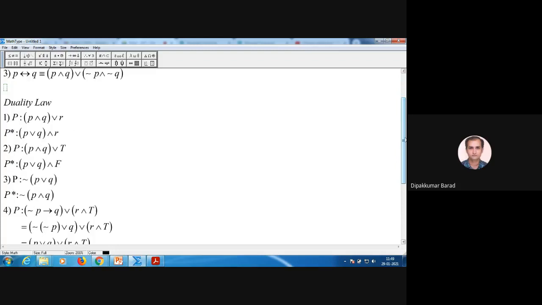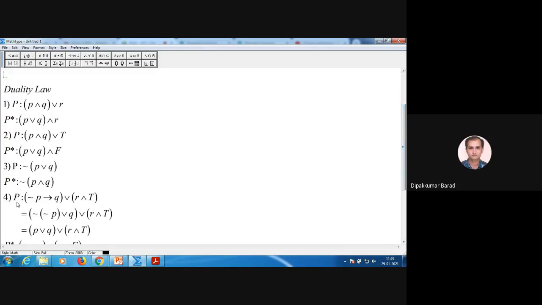Okay. So here, instead of p implies q, we have been given not p implies q. If I apply the negation on not p, it is nothing but p. So p or q, which I get here. Clear?